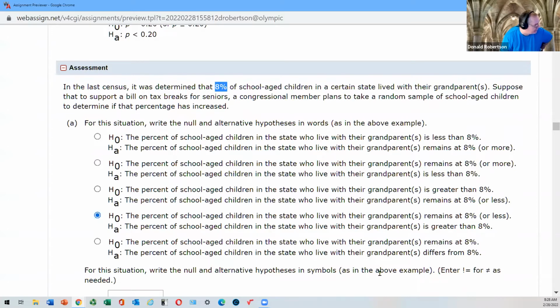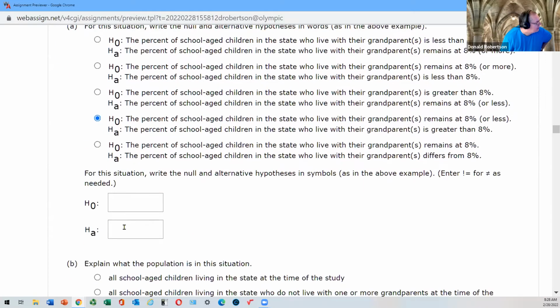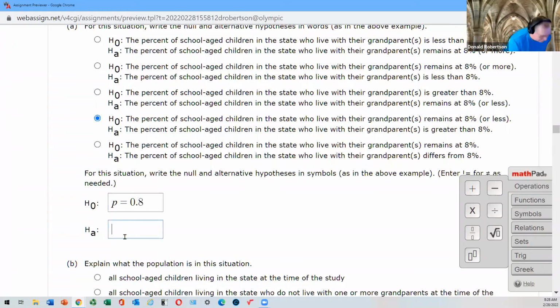Do you see how we got that one? The null hypothesis is the percentage of school-aged children who live with their grandparents remains at 8%. And the alternate is the percentage of school-aged children who live with their grandparents is greater than 8%. I wouldn't have put the or less in, but who knows why they did that. That would end up being, 8% is the null hypothesis, right? Nothing has changed. And now he thinks it's greater.